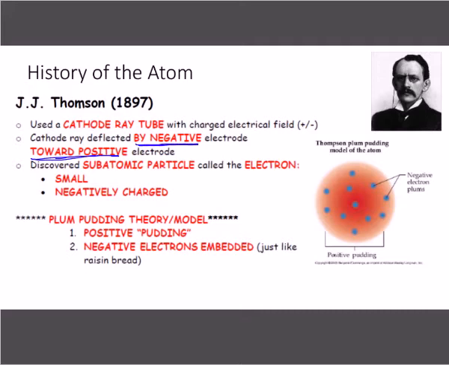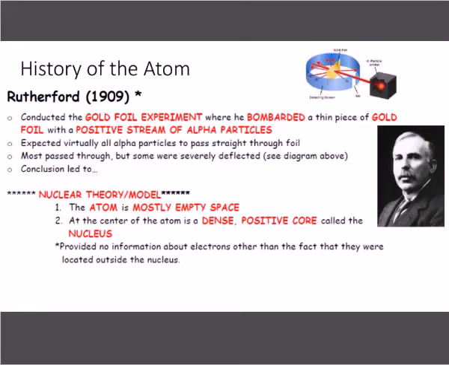Thomson, like I said, was the first one to figure out that there's a subatomic particle. Okay, so there's something smaller than just the sphere. A little bit later, Rutherford comes along. He conducted the gold foil experiment where he bombarded a thin piece of gold with a positive stream of alpha particles. We'll talk about alpha particles later on. Basically, guys, it's a helium nucleus. That's what it looks like. It's just a helium nucleus.